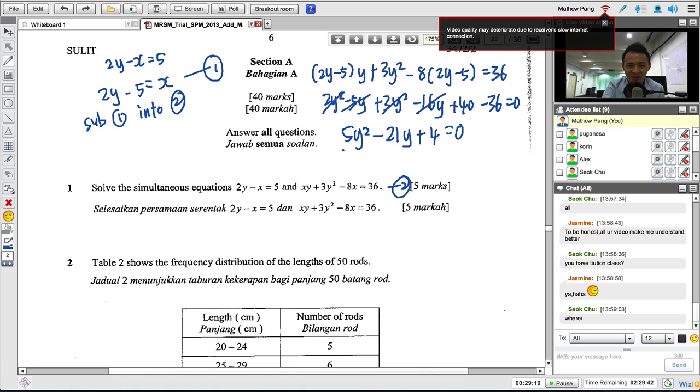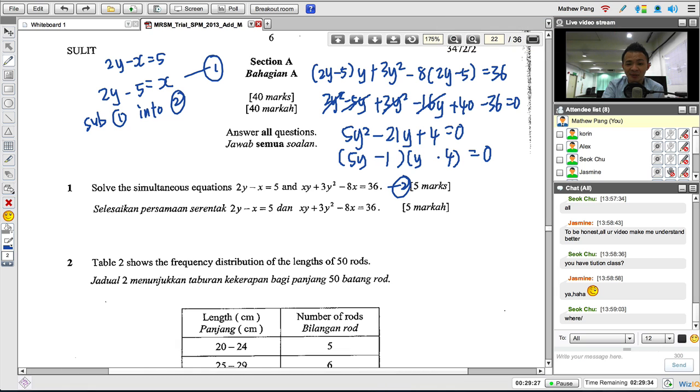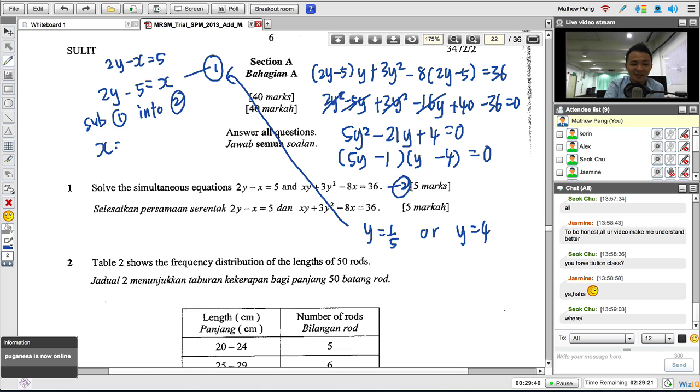This one is quite simple. It's just 5y and y, and the constants are 4 and 1, so obviously it's minus for both. So I can easily get y equals 1 over 5 or y equals 4. Then I substitute back into this one. I will get x equals 2 over 5 minus 5, which is negative 23 over 5.